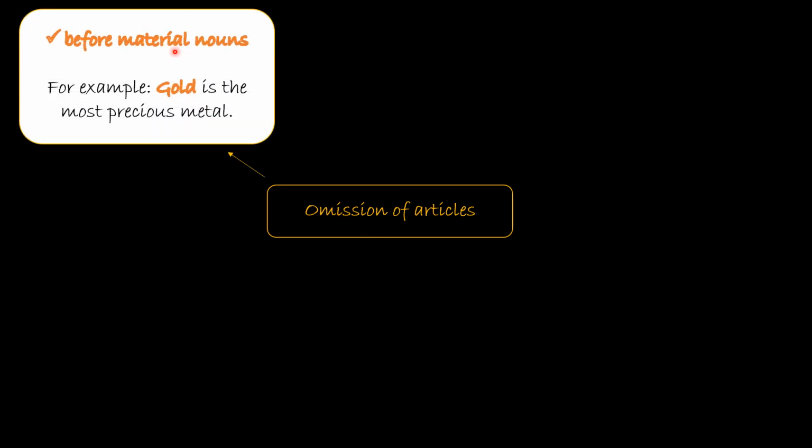So students, now let us learn about omission of articles. Omission means where we will not use an article. We will omit articles in those places. Like before material nouns. Now gold is a metal, all of us know. And before this we will not use an article.